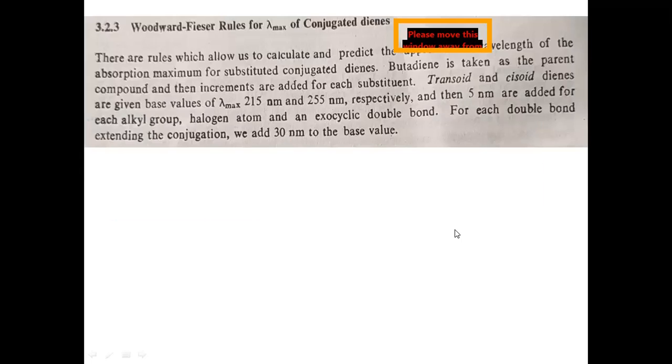So this is a homoannular diene. If two double bonds are present within the same ring, it is called a homoannular diene. If two double bonds are present in different rings, that is called a heteroannular diene.